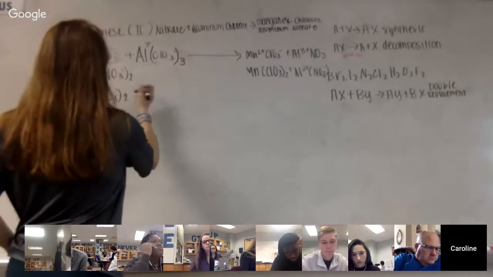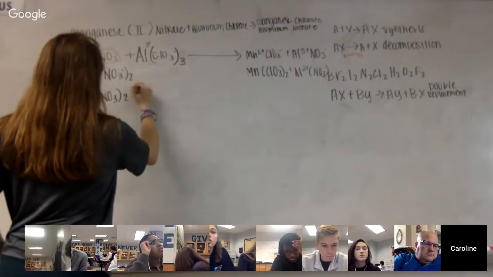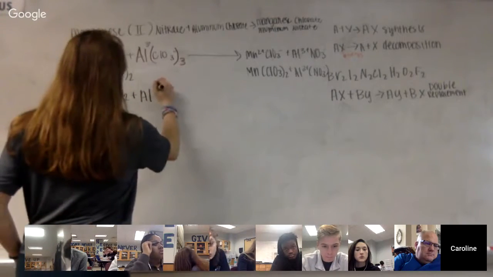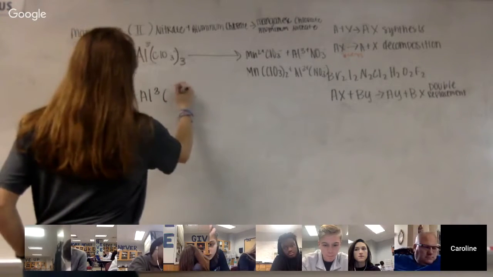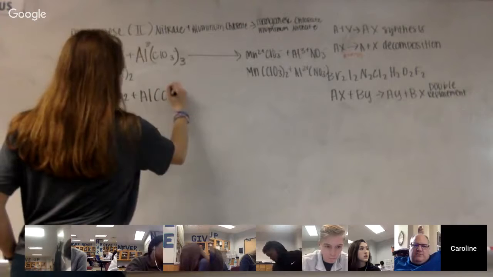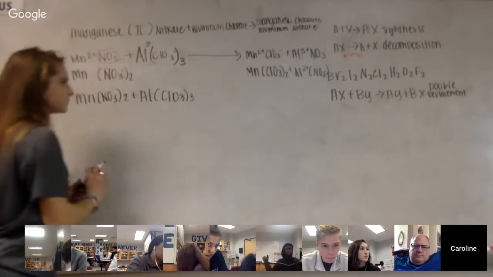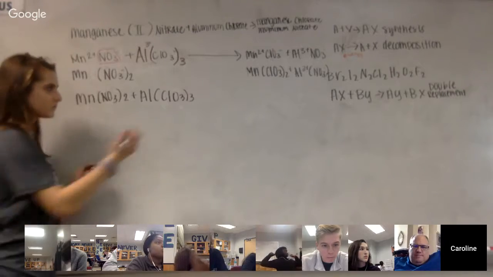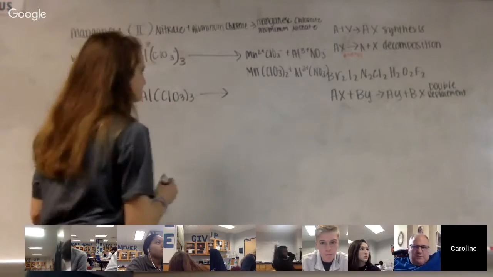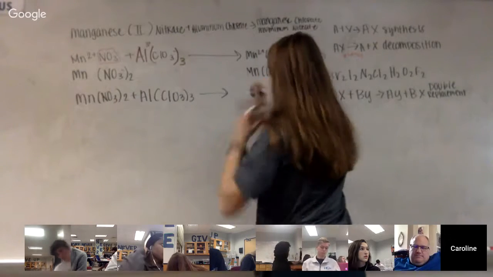No charge. Don't take... okay, clean. Plus, plus Al(NO3)3. No charges, right? So just going to write Al(ClO3)3 in parentheses 3. Beautiful. An arrow. And then you write the formulas on the right-hand side as well, again not including the charges.